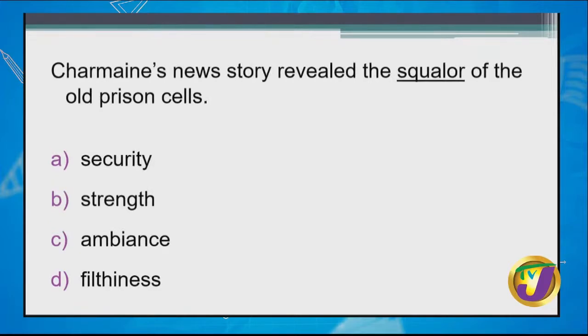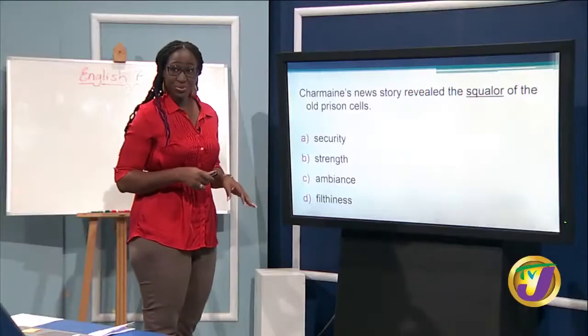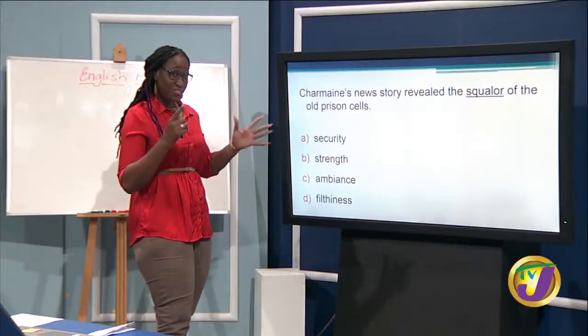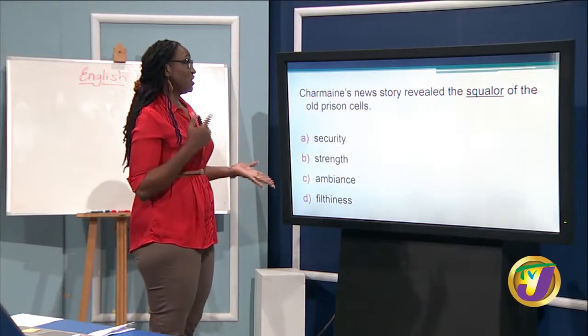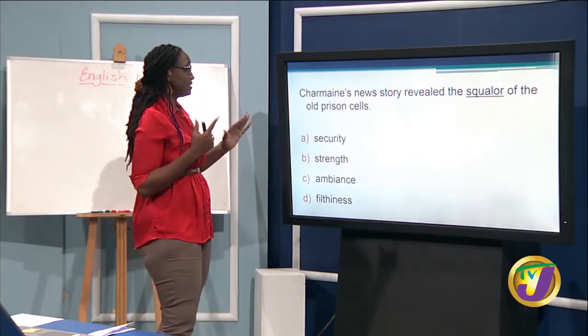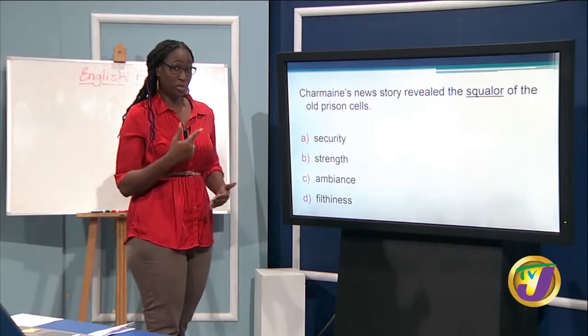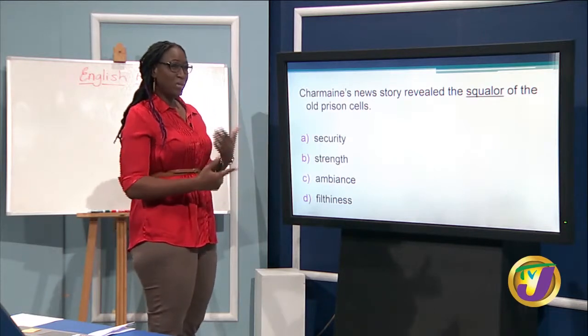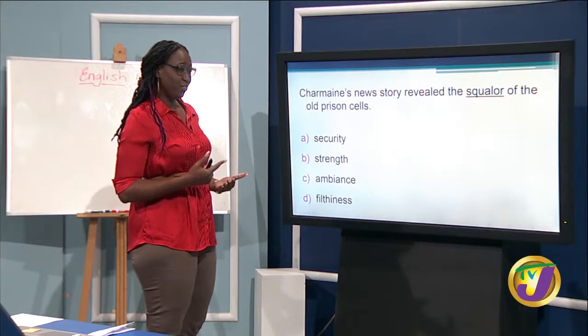Charmaine's news story revealed the squalor of the old prison cells. And we're looking at squalor. Now, we're looking at prison cells. So that gives you an idea of what squalor means, even if you've never seen the word before. Because the typical prison cell is not luxurious. The typical prison cell is not a 5-star hotel type setting. So if you're thinking of a prison cell and it says a news story revealed the squalor, you understand what kind of meaning you're going for.